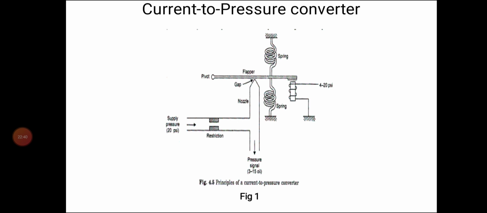This 4 to 20 milliamps causes the following. Suppose you apply 4 milliamps of signal, the flapper is away from this nozzle. So there is a gap between the nozzle and the flapper. Air escapes in this region, so less pressure is obtained from the output of the current to pressure converter. So we will get 3 psi.